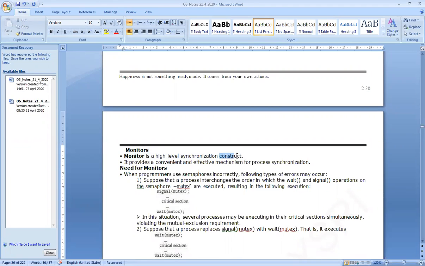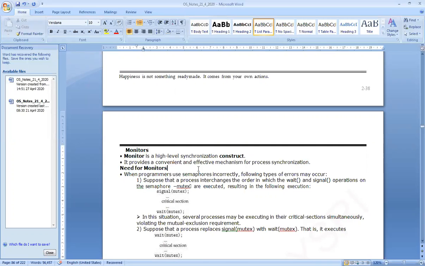What does construct mean? Construct is nothing but we are creating a data type, a class kind of structure, which is a high level construct. This construct we design in a high level language like C++ or Java. Using this high level language, we design a class, which is called a monitor. That is why it's called a high level synchronization.